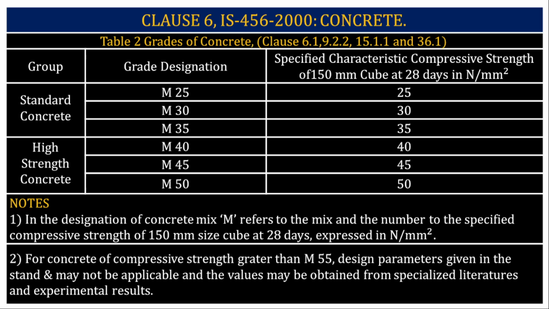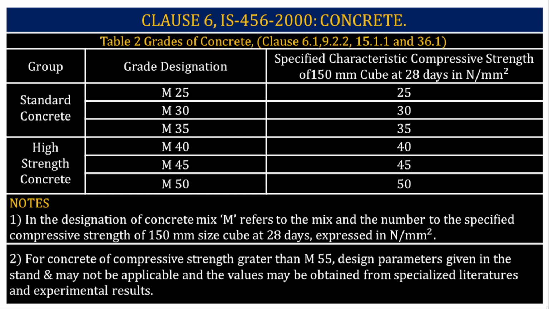Concrete with grade designation M40, M45 and M50 belongs to the high-strength concrete group. Grade designation M40, characteristic compressive strength 40 Newton per square millimeter. Grade designation M45, characteristic compressive strength 45 Newton per square millimeter. Grade designation M50, characteristic compressive strength 50 Newton per square millimeter.